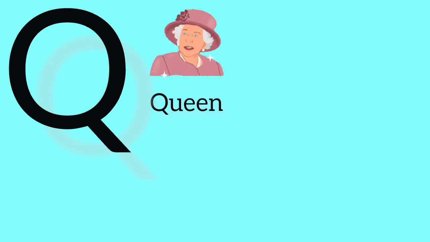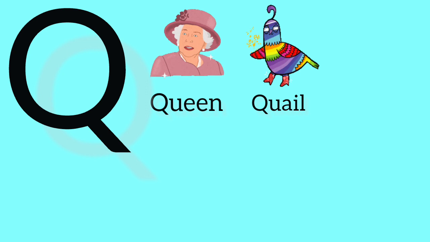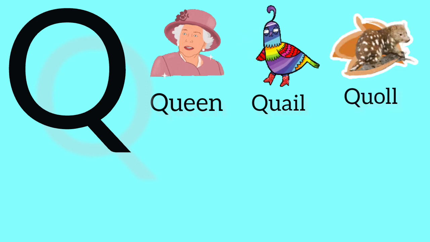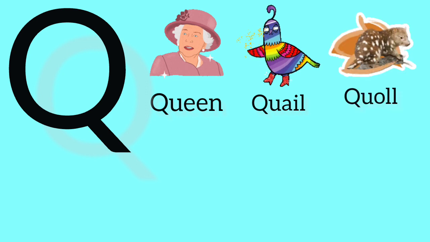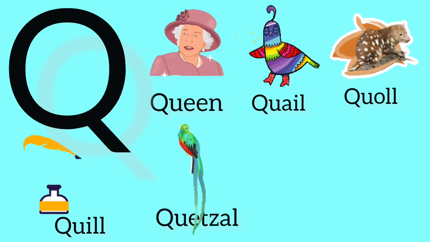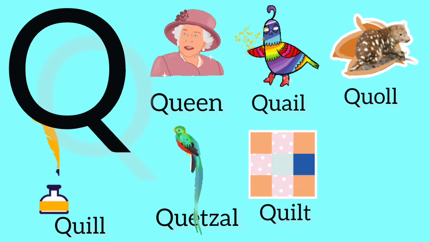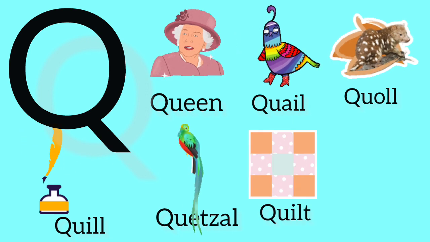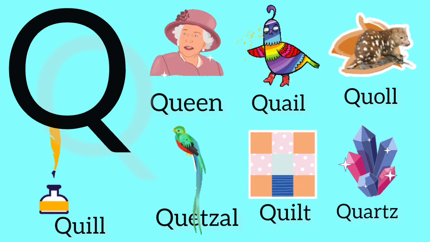Q. Q is for queen. Q is for quail. Q is for quetzal. Q is for quilt. Q is for quartz.